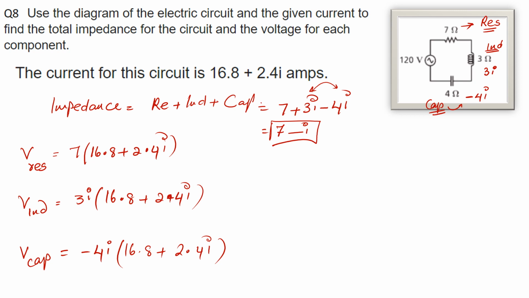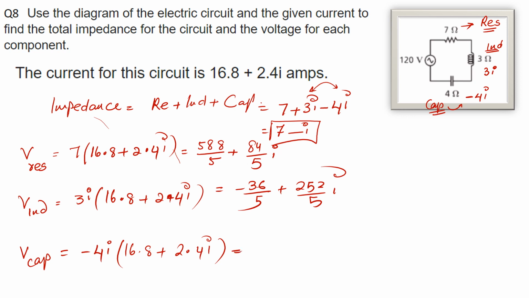I would suggest you write directly in the calculator to check the answer. So the first one will give us, okay, I forgot to write the I here, so the first one is 588 over 5 plus 84 over 5I. You also check my calculation, please. Then the second one, the voltage of the inductor, 3I times the current, will give us minus 36 over 5 plus 252 over 5I.